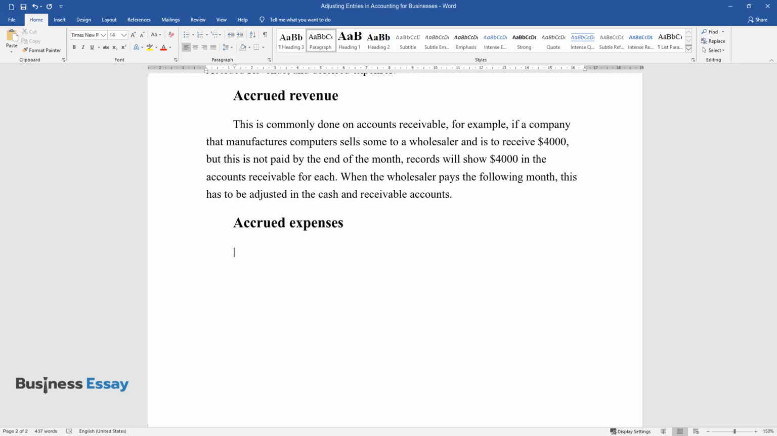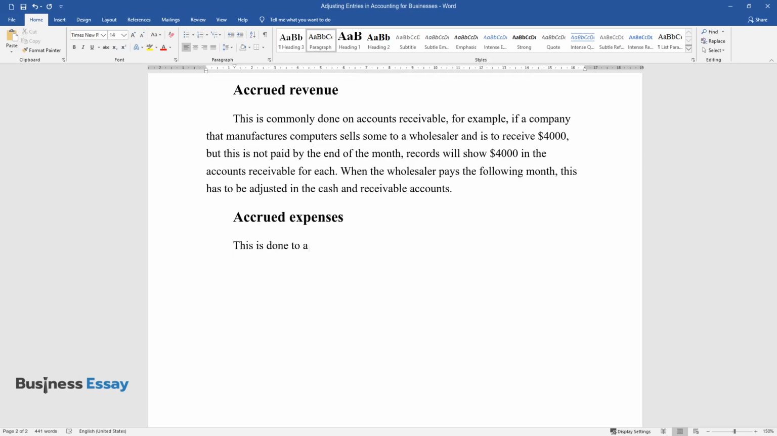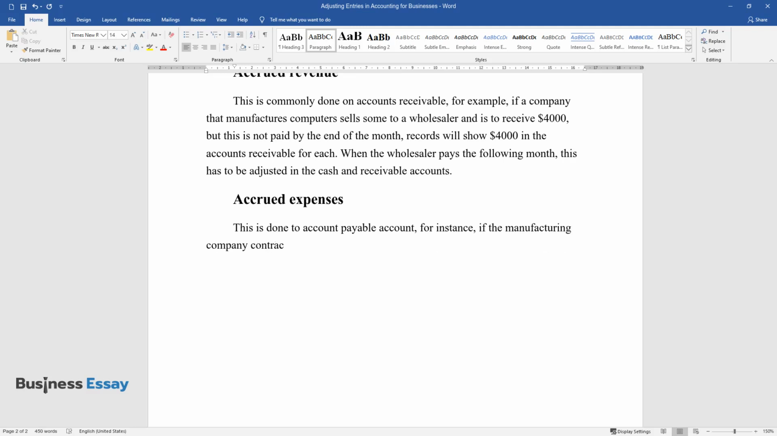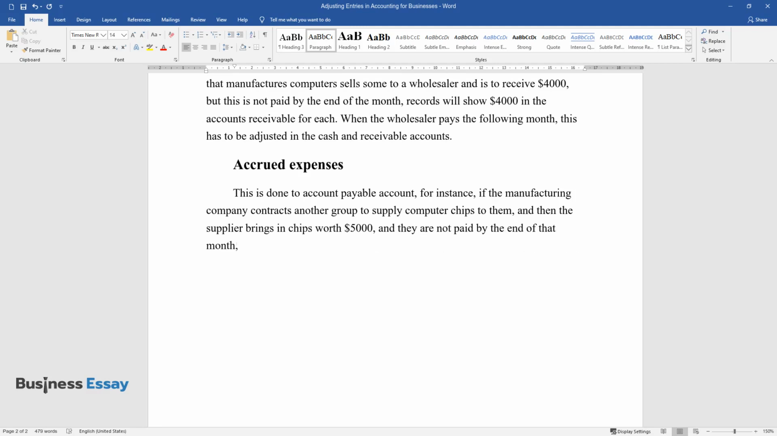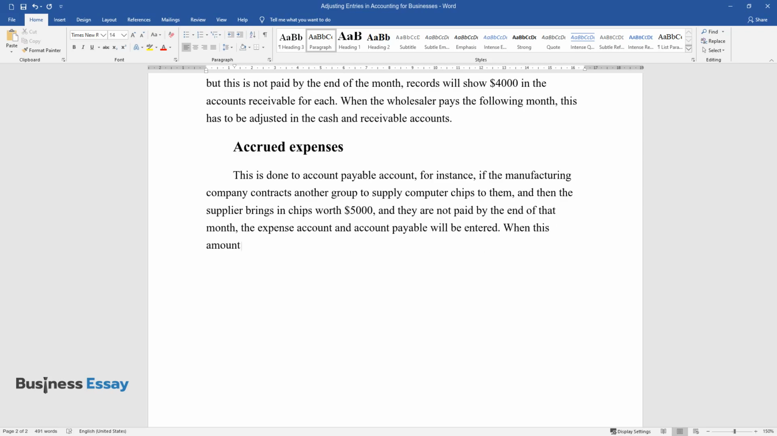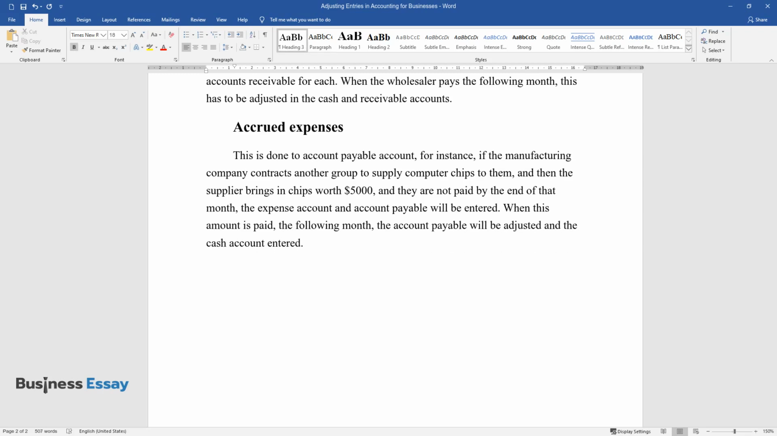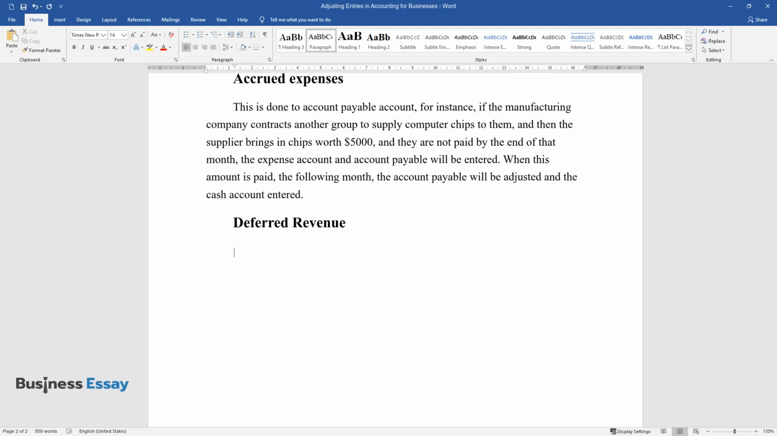Accrued expenses. This is done to the accounts payable account. For instance, if the manufacturing company contracts another group to supply computer chips to them, and then the supplier brings in chips worth $5,000, and they are not paid by the end of that month, the expense account and accounts payable will be entered. When this amount is paid the following month, the accounts payable will be adjusted and the cash account entered.